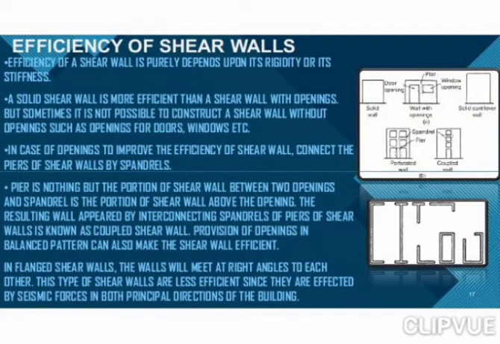In flanged shear walls, the walls meet at right angles to each other. This type of shear wall is less efficient since it is affected by seismic forces in both principal directions of the building.